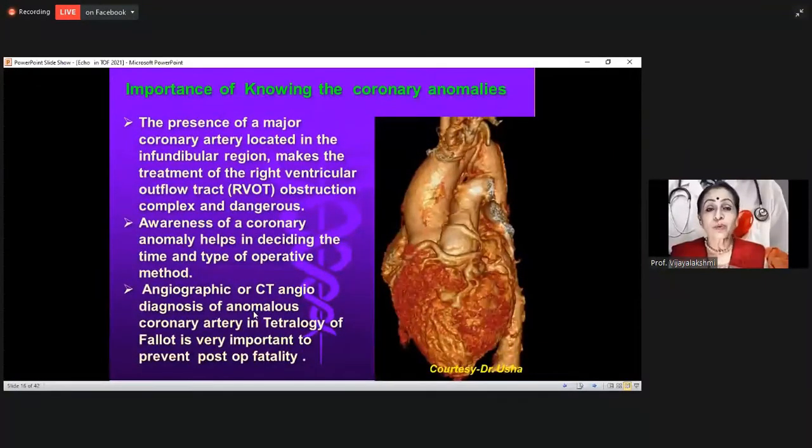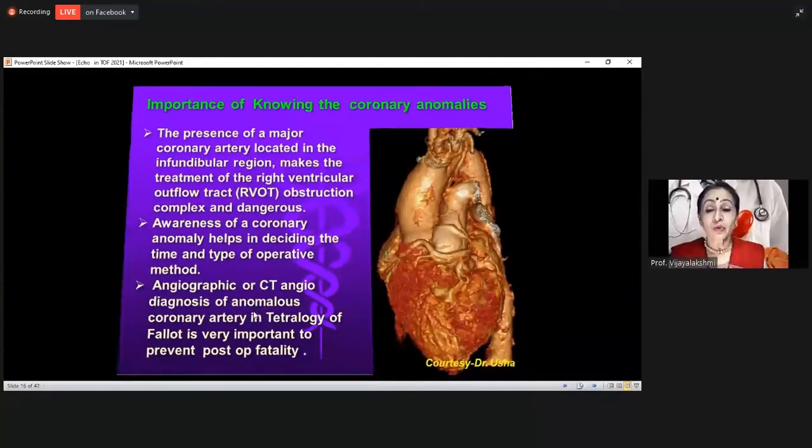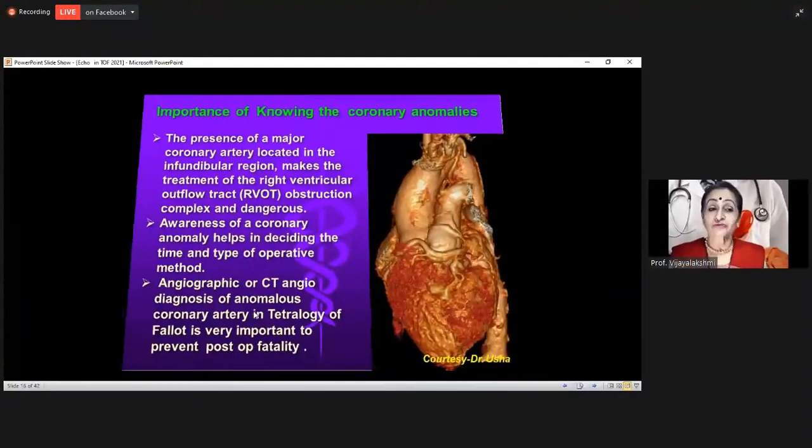Now, what is the importance of knowing the coronary anomalies? The presence of a major coronary artery located in the infundibular region makes the treatment of the right ventricular outflow tract obstruction more complex. And awareness of a coronary anomaly helps in deciding the time and the type of the operative methods. So an angiographic or CT angio diagnosis of anomalous coronary artery in tetralogy of Fallot is very, very important to prevent the most fatal complication after surgery.